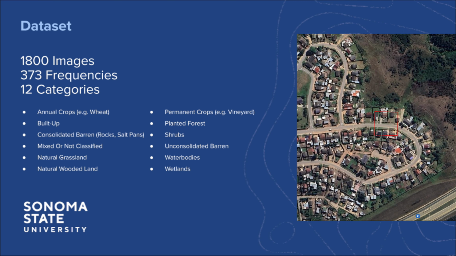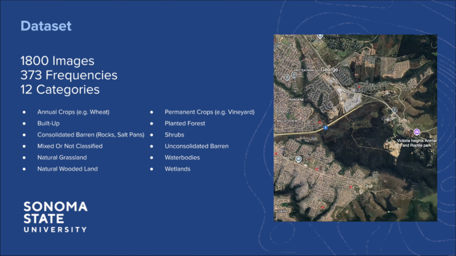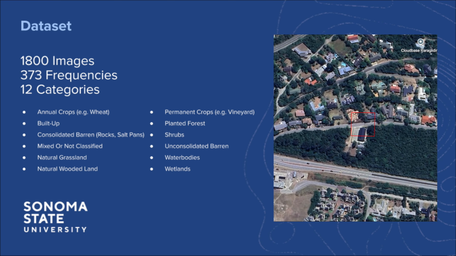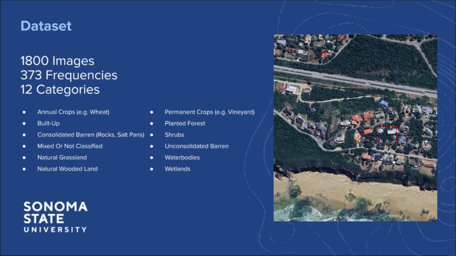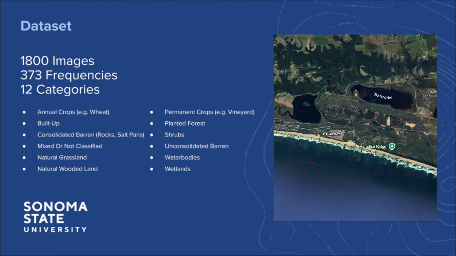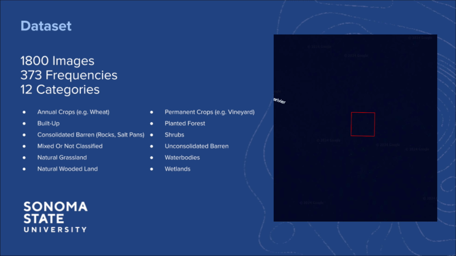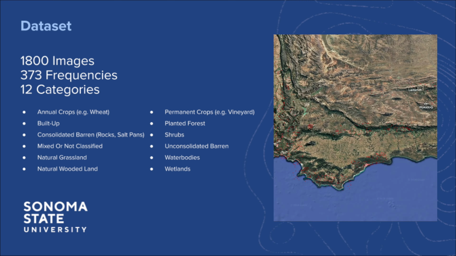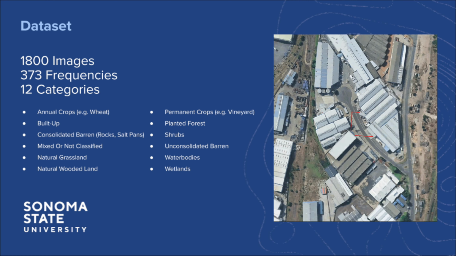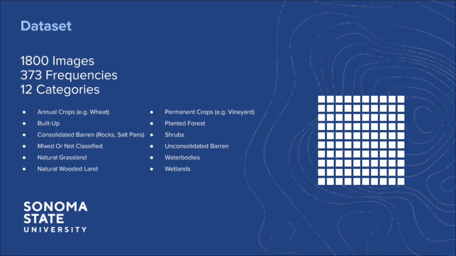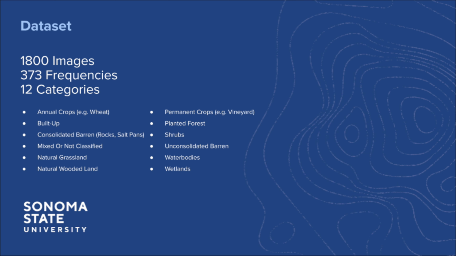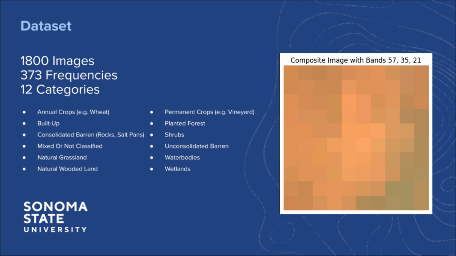When we obtained the dataset, the images were not labeled. Utilizing Google Earth, we were able to visualize the images and label them ourselves. It's important to note that the images shown on screen are not entirely indicative of the images captured. Our images, stored as TIFF files, have an average resolution of 10 pixels by 10 pixels. If we extract the red, green, and blue frequencies from the 373 frequencies captured, the resulting image looks something like this.